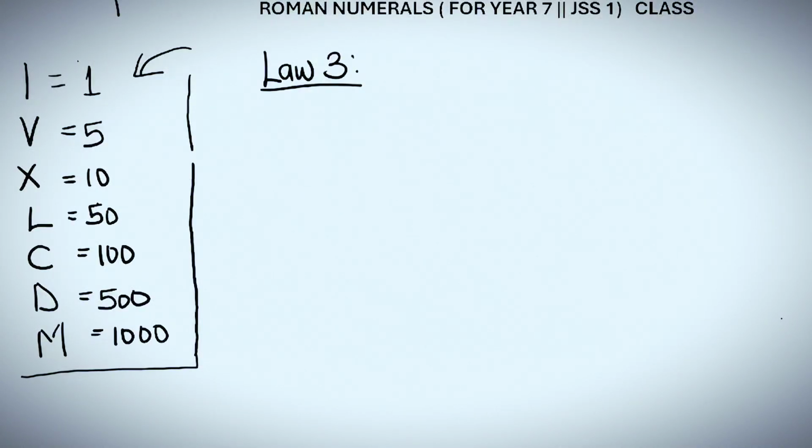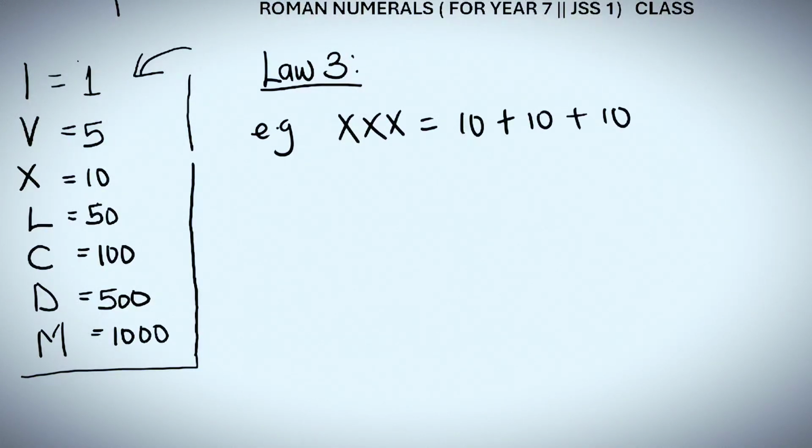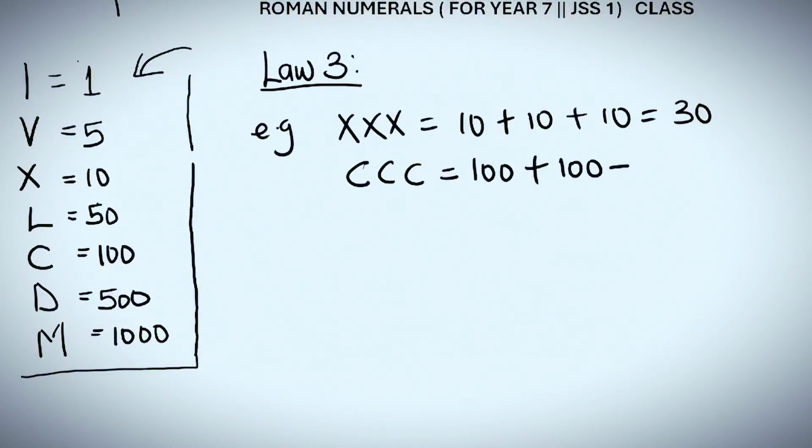What do I mean? Example, let's assume we have stuff like XXX. What that means is 10 plus 10 plus 10. That gives us 30, right? If we have stuff like CCC, what that means is 100 plus 100 plus 100, that gives us 300, right?